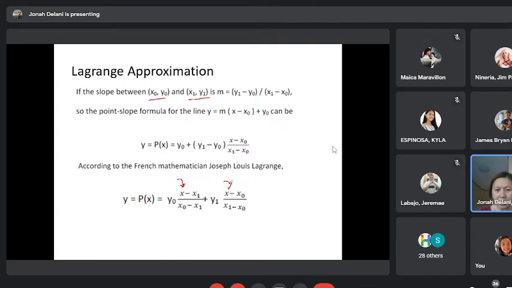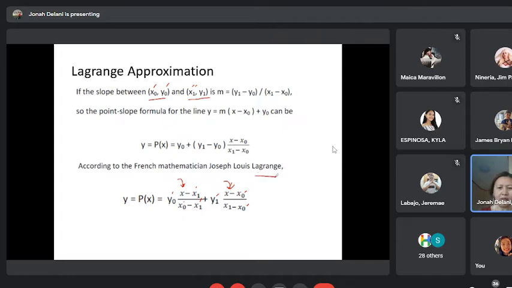Let us look at the equation. The equation is this, right? y0 is given. x1 is given. x0, x1, given, given, given, given. So, that is it.